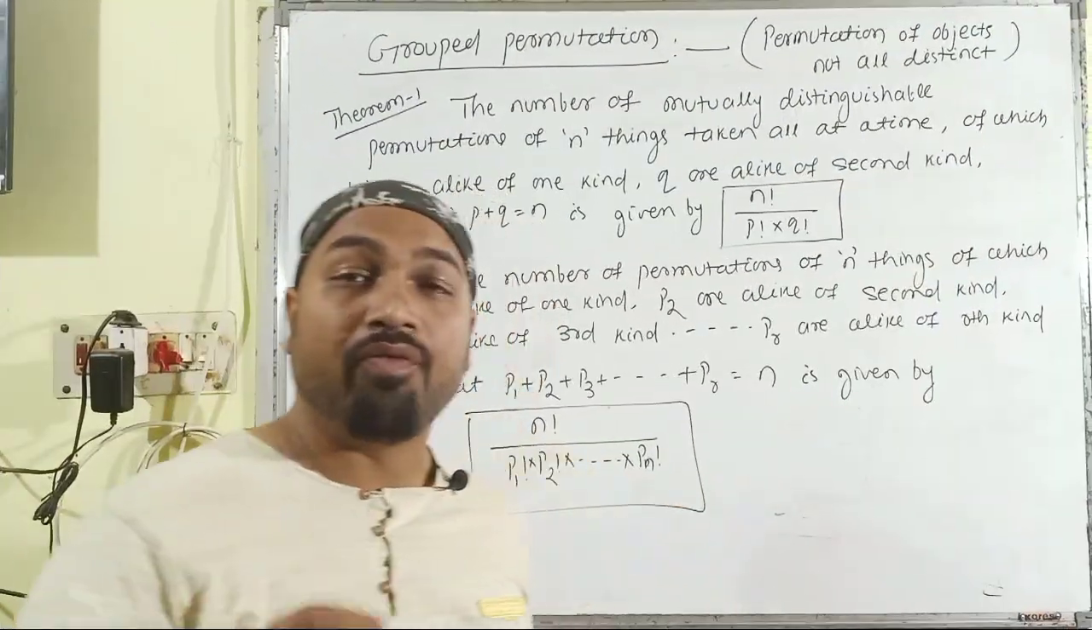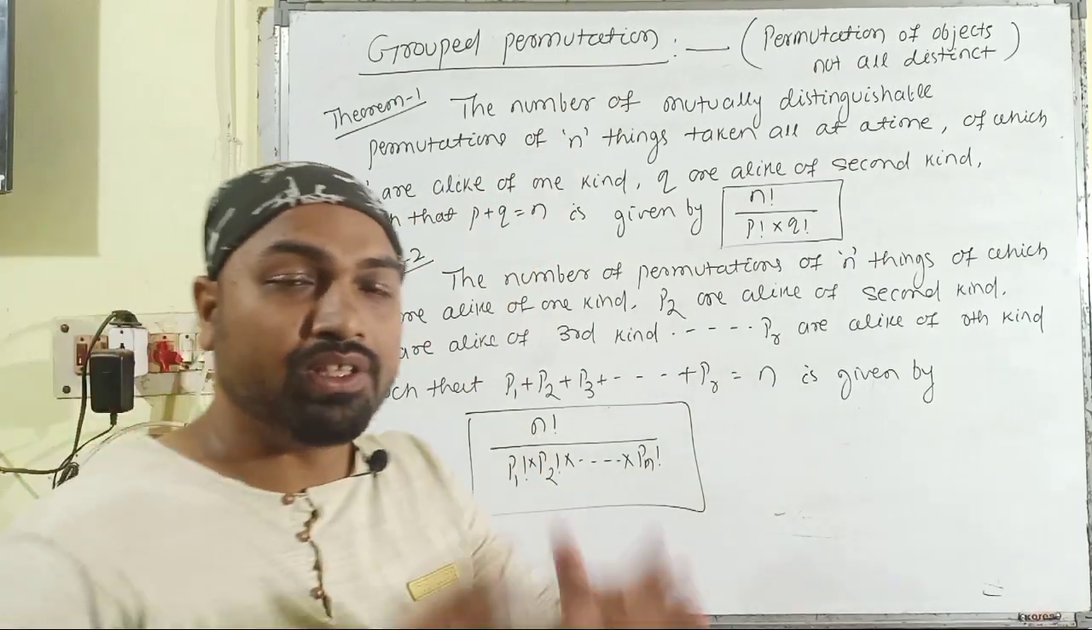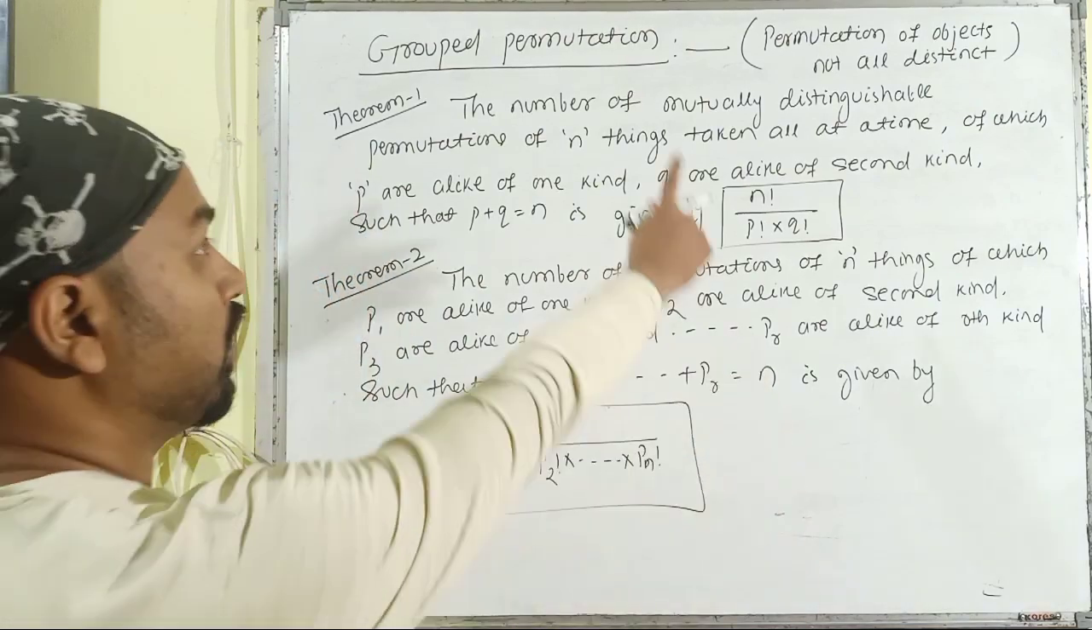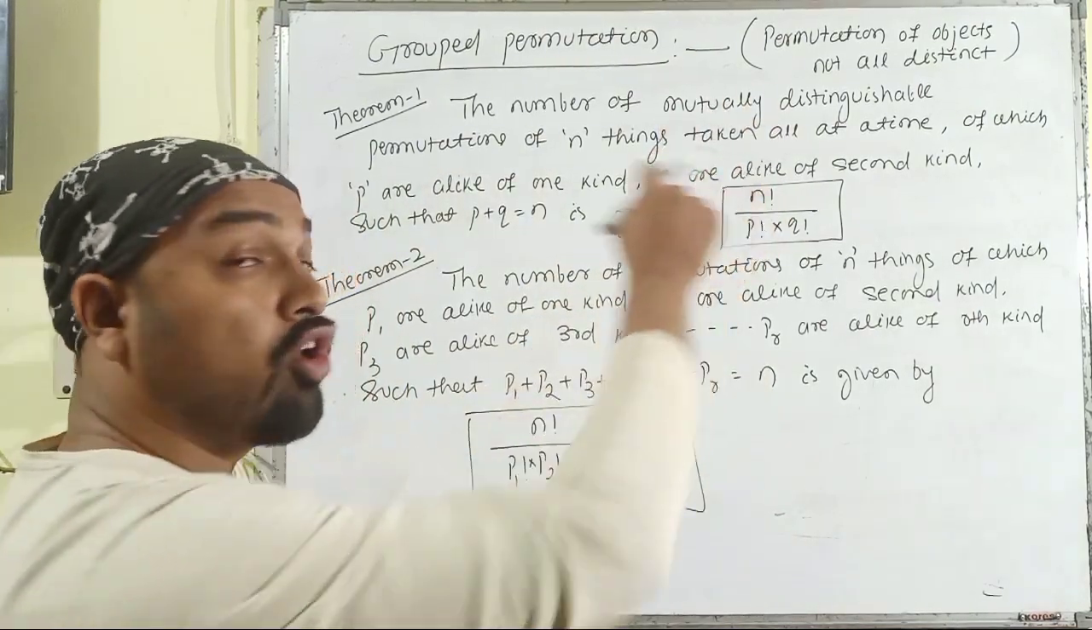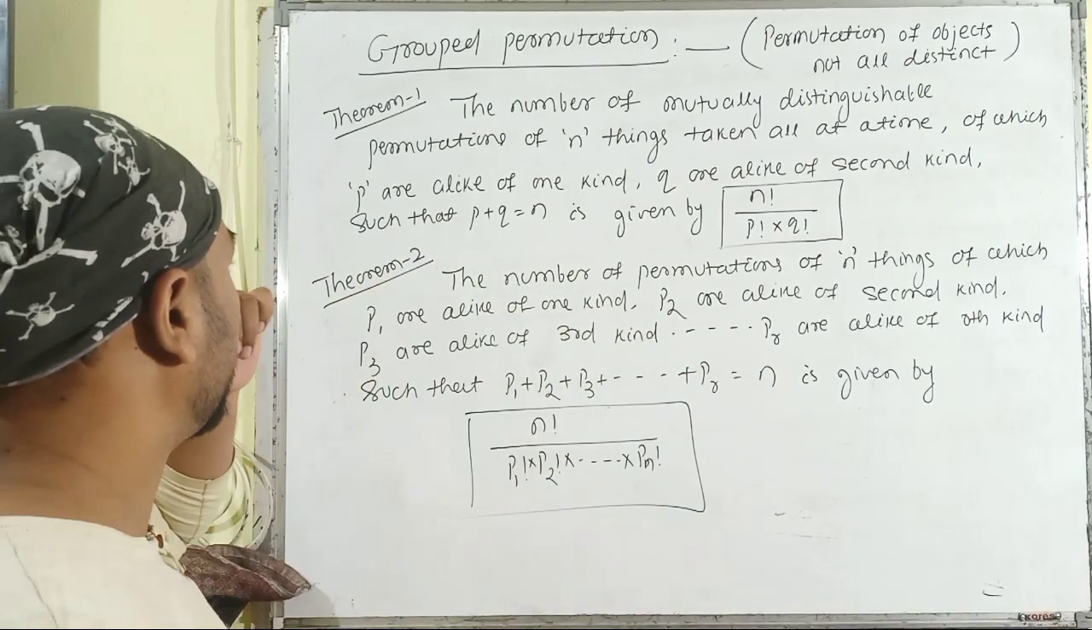After the completion of restricted permutation, let us discuss the grouped permutations. That means a group of letters. Permutation of all objects, not all distinct. That means similar elements. So let us come to theorem number 1.